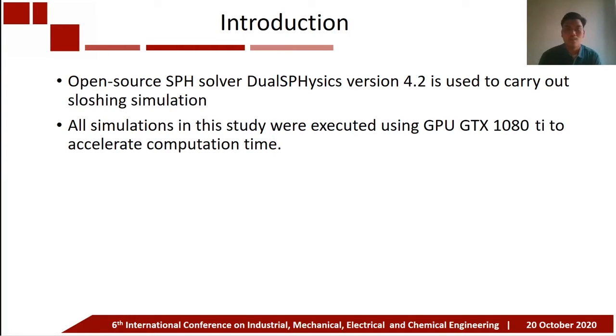In the study, an open source SPH software called DualSPHysics version 4.2 is used to carry out the sloshing simulation. All simulations in the study were executed using a GTX 1080 Ti GPU to accelerate the computation time.